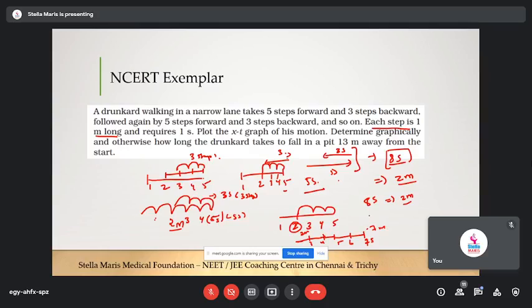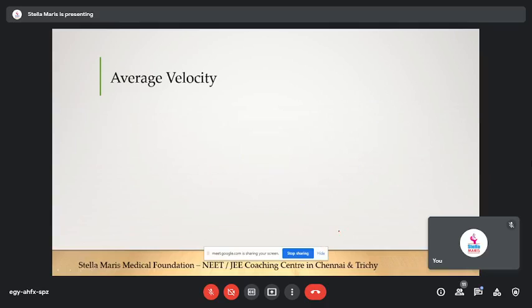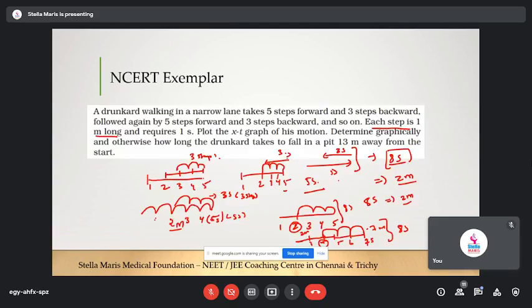And what will happen? He'll come back 3 steps backward. 1, 2, and 3. So here 8 seconds gone. So here also 8 seconds gone. So he'll be at this position, that is the 4th position. He'll be at the 4th position.